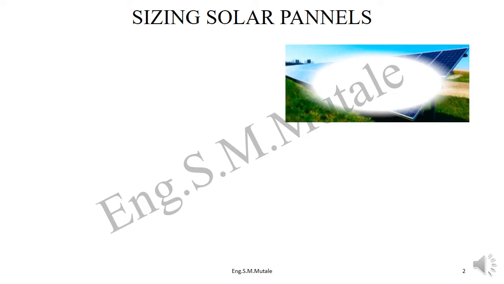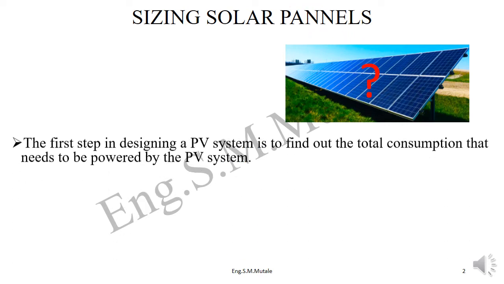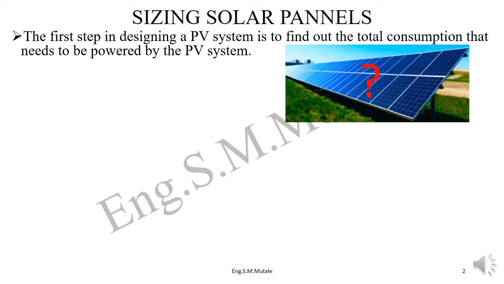Okay, so when you want to generate electricity using solar panels, you need to know how many you need to use in your installation. So the first step in designing a PV, which is a photovoltaic system, is to determine or to find out the total consumption that needs to be powered by the PV. So you need to know the requirement of a house, for example. What is the load capacity?